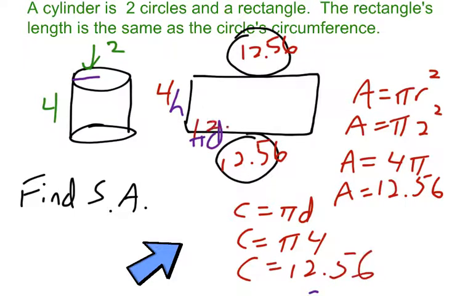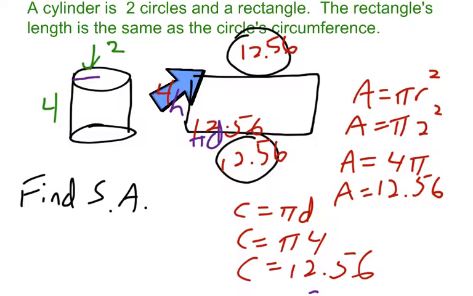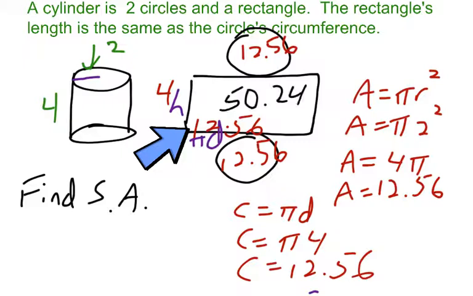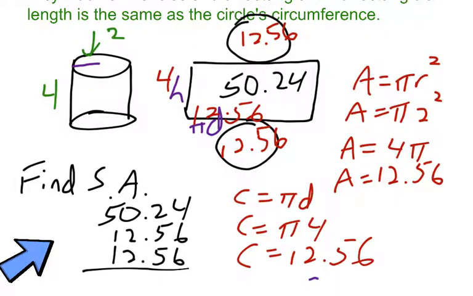And a common mistake here is to say, oh, the area is 12.56 of the rectangle. Not the case. For a rectangle, the formula is base times height, or length times width. So I need to do 12.56 times 4, and that'll be the area of my rectangle. And that's 50.24. So now my last step is just to add up these three numbers. Adding up 50.24, 12.56, and 12.56 gives me 75.36. And that would be my surface area.